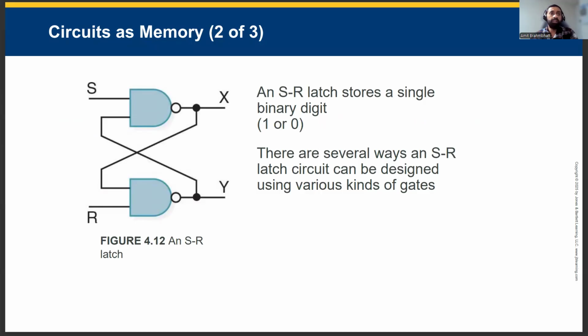An SR latch stores a single bit using cross-coupled gates. The inputs S (set) and R (reset) control whether the latch stores a 1 or a 0. There are multiple implementations, often using NOR or NAND gates, but the idea is the same. Feedback creates a stable state that persists after inputs are released.